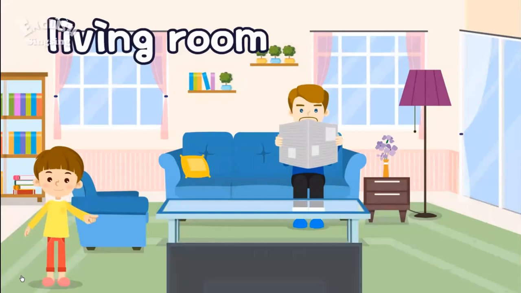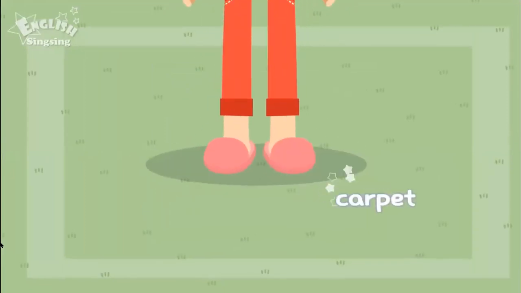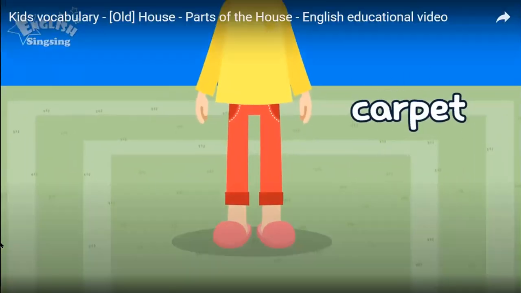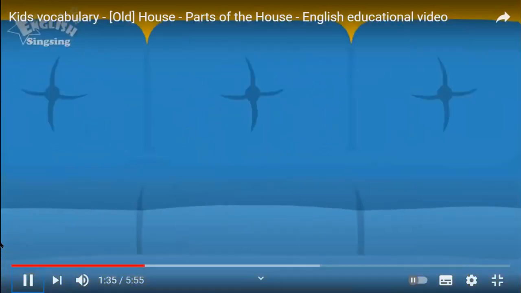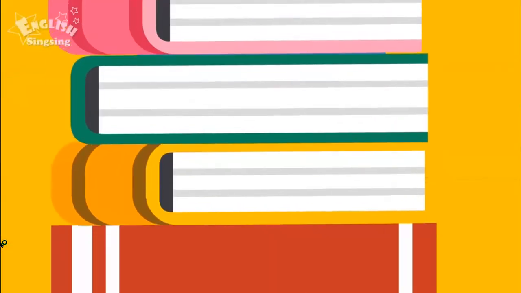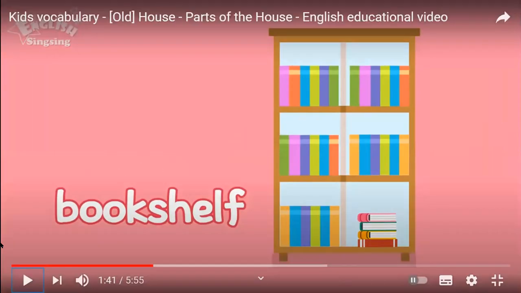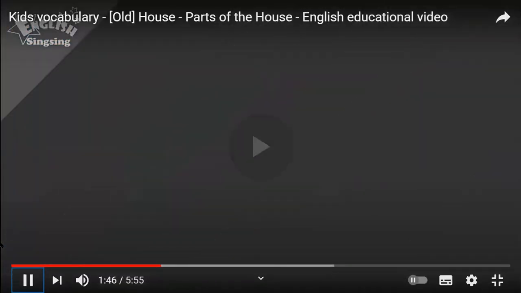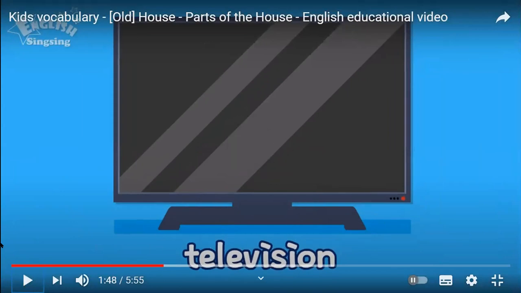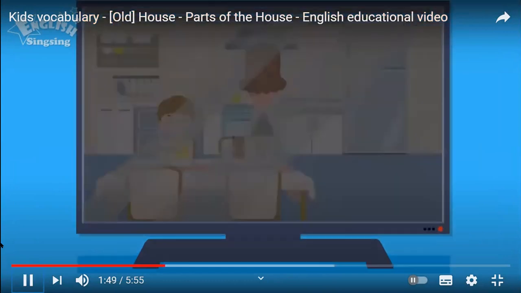Living room. There are a television, sofas, and a bookshelf. There's a soft carpet on the floor. Carpet. Okay, repeat it with me. Carpet. Sofa. Sofa. Bookshelf. Bookshelf. Television. Television. Repeat it with me. All right. Or TV. We can say TV too. TV. Television. Or TV.